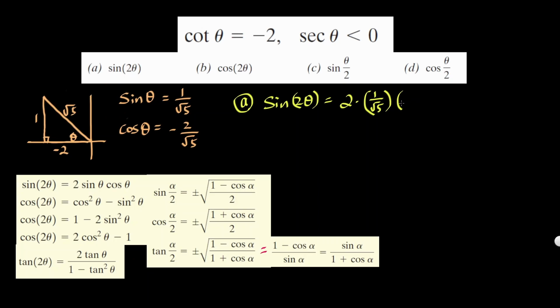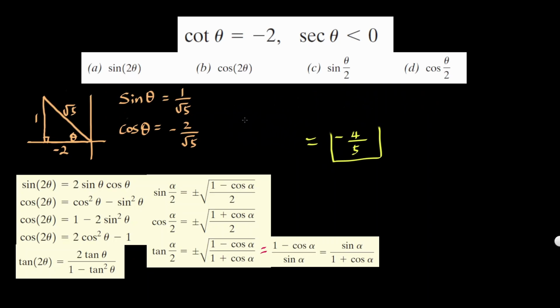Watch. Cosine will be -2 over square root of 5. So 2 times -2 is going to be -4, right? And then underneath it, square root of 5 times square root of 5 is just going to be 5. So the answer to A will be -4 over 5. That was simple. Let's move on to B, cosine 2 theta.